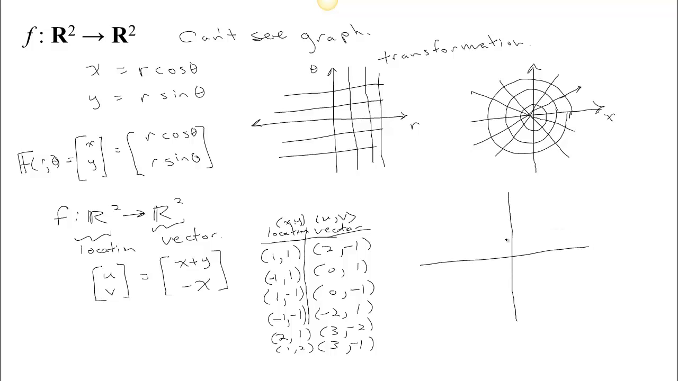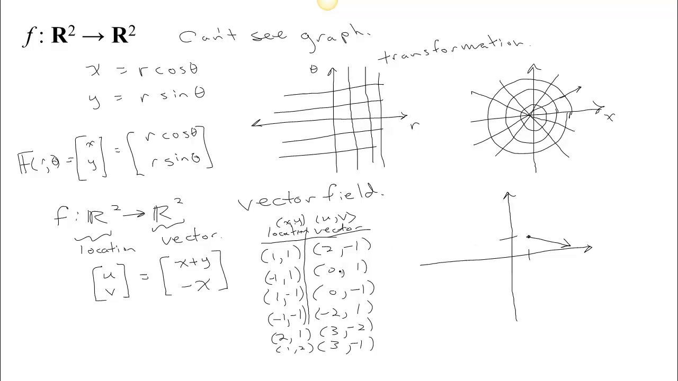So we have here what we call a vector field, because for each location we have a vector. Instead of thinking of it as a transformation, there's this alternate interpretation as a vector field. Let me show you what we mean here. At the location 1, 1, the output is a vector that says go over 2 and down 1. So we have a vector like this.